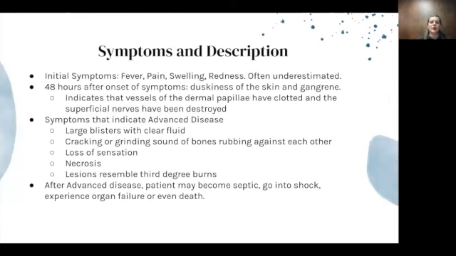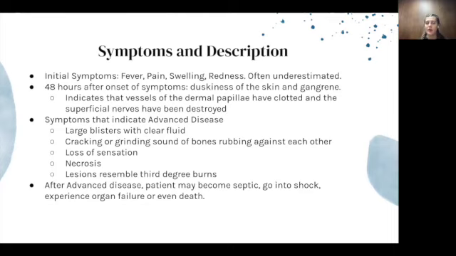So now we're going to talk about the symptoms and description of necrotizing fasciitis, because I talked a lot about the other things, but now we really need to get into what really happens when you have necrotizing fasciitis. The initial symptoms are actually pretty vague. You have fever, pain, swelling, and redness. This is often underestimated or mistaken for something else like cellulitis, which is also caused by group A streptococcus. So it's easy to mix up.